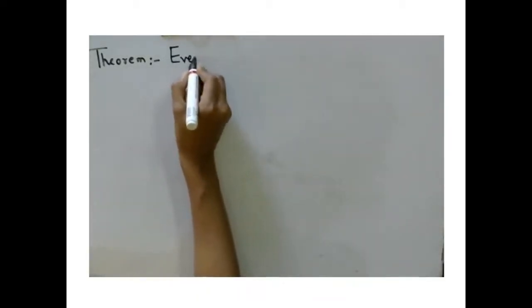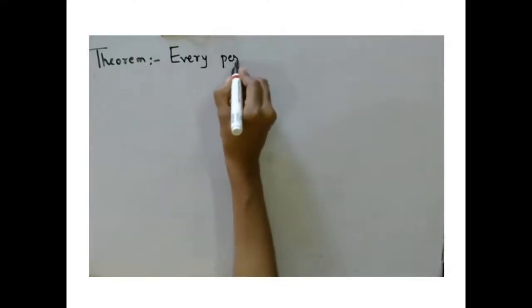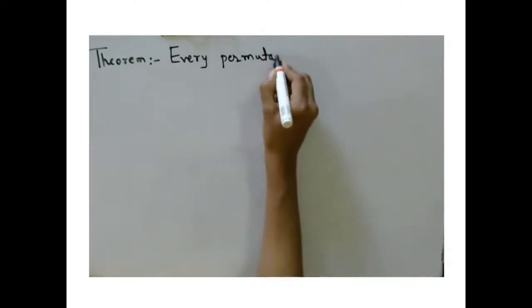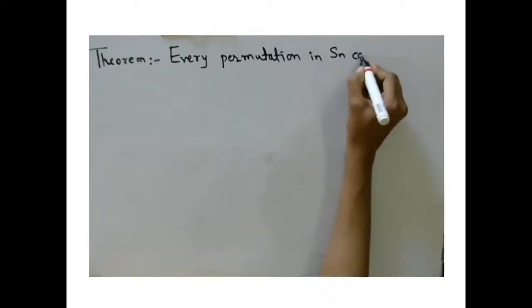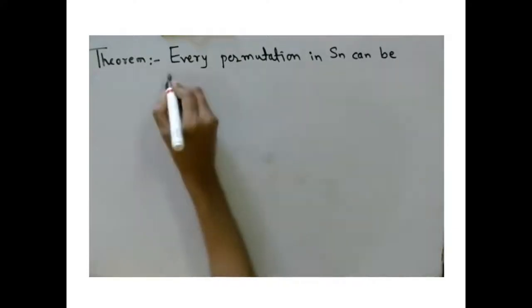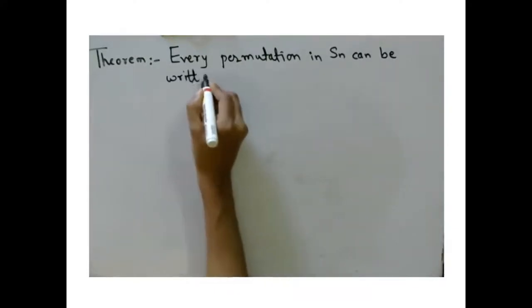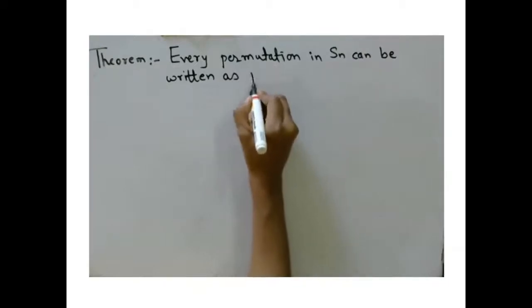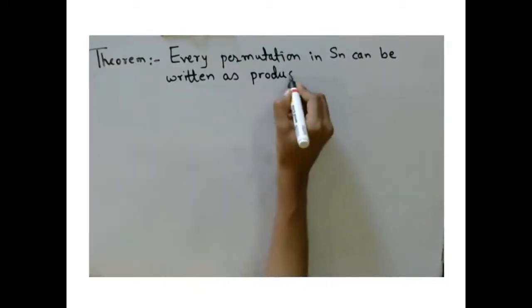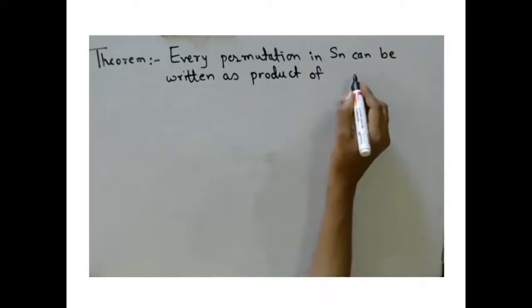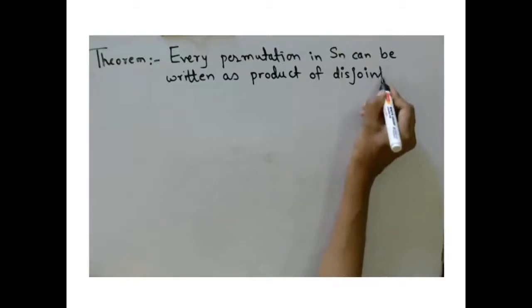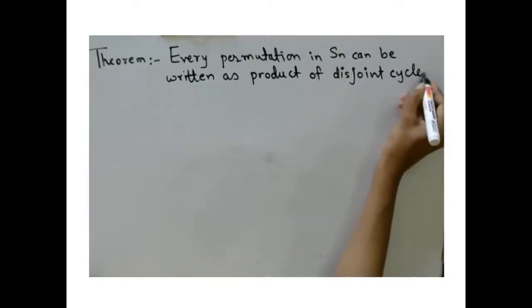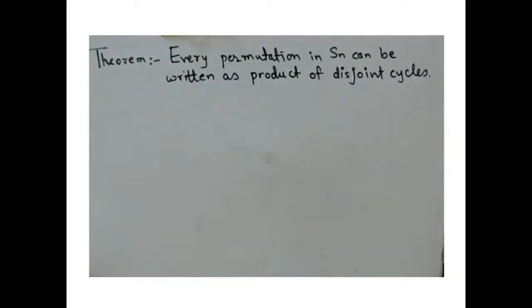So the theorem is: every permutation in Sn can be written as a product of disjoint cycles. So every permutation in Sn can be written as product of disjoint cycles.